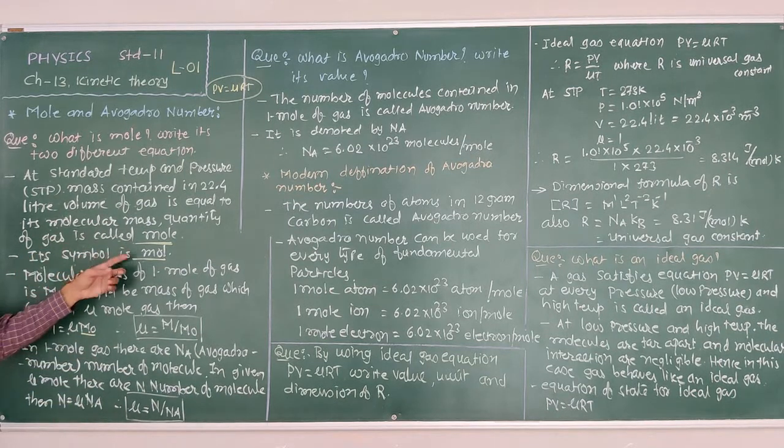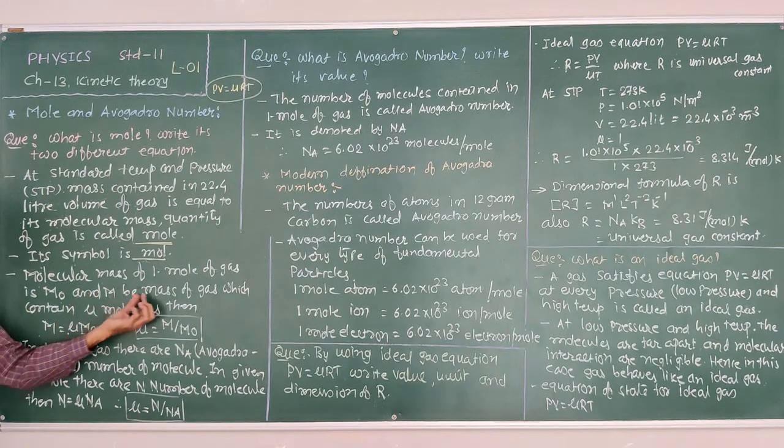Now, the symbol of mole is only mol. The molecular mass of 1 mole of gas is M0, and let M be the mass of a gas which contains mu moles of gas. Therefore, the total mass of the gas M is equal to the quantity times the mass of 1 mole. M is equal to mu M0. Therefore, mu is equal to M upon M0.